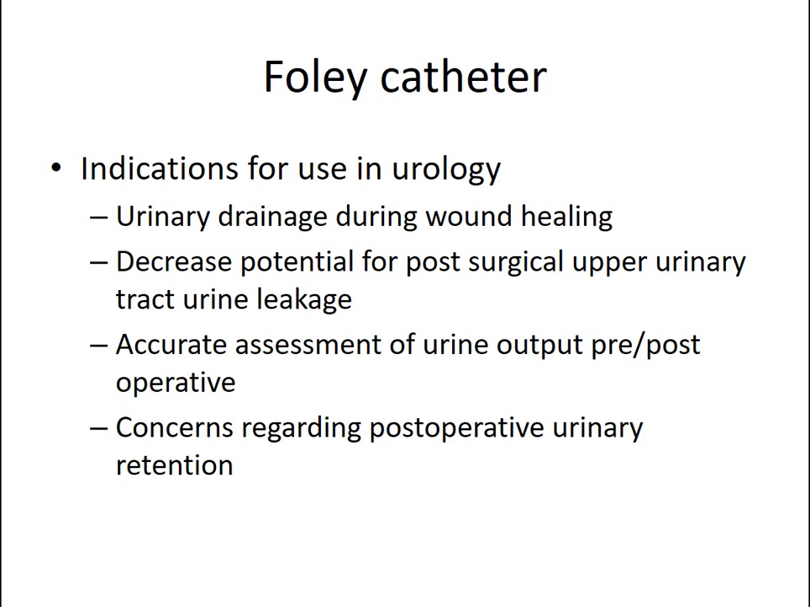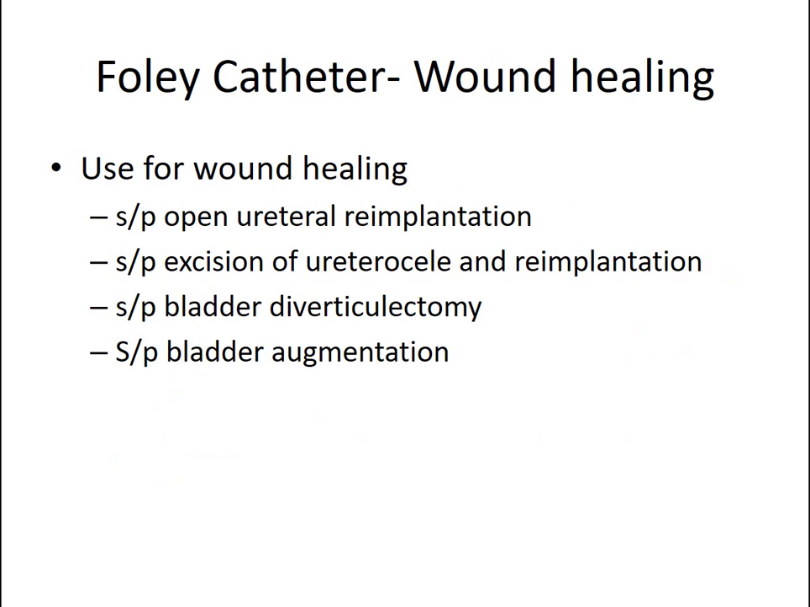In children that are critically ill, where we are trying to determine accurately their intake and output, a Foley catheter is helpful for assessing urine output. And if there is any concern for postoperative urinary retention, a catheter may be used over the short term, and if the retention appears to be of longer duration, an alternative method such as clean intermittent catheterization may be utilized.